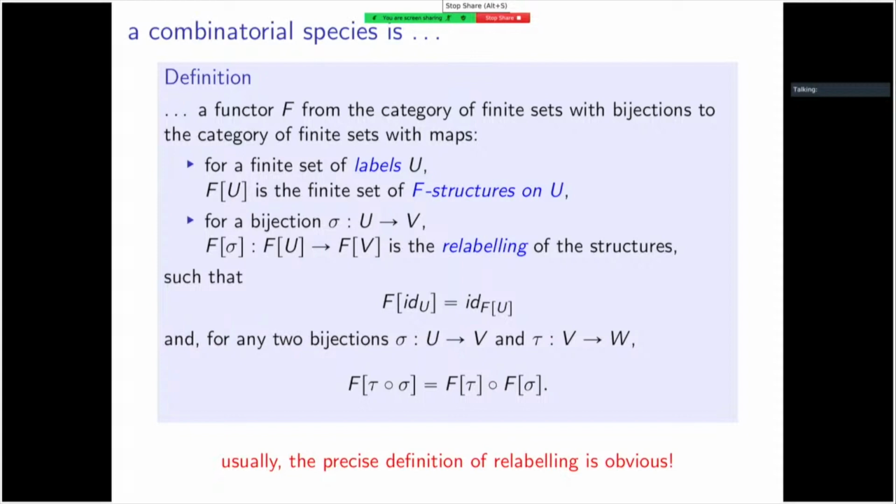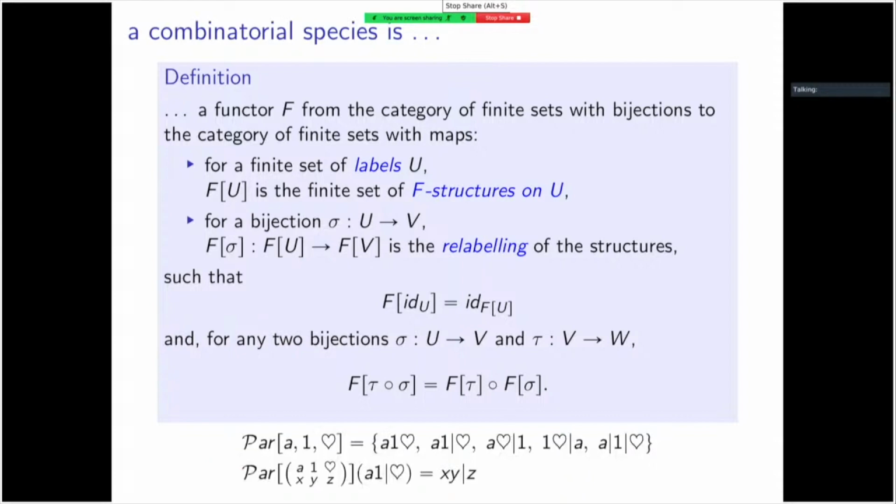That's the deal. Yeah. So here's another example of relabeling. We had already the species of set partitions of 3 elements, and now I'm relabeling A to X, 1 to Y, and heart to Z. So this is the bijection. Here I specify the bijection, and here I specify a structure. So A and 1 are in one block, and heart is in one block, and I replace all the A's here with X's, all the 1's here with Y's, and all the hearts with Z's.